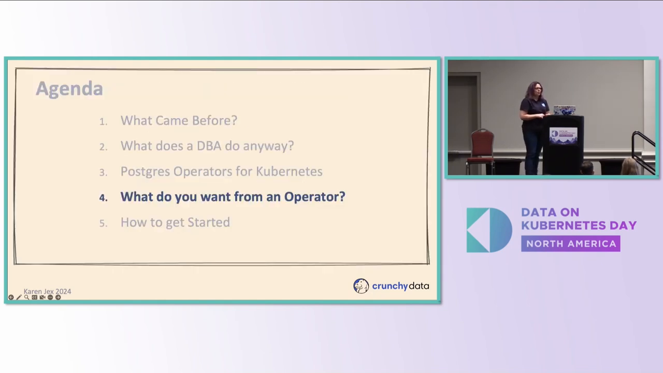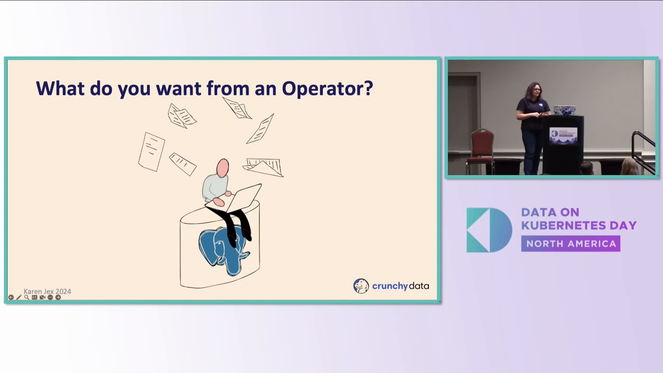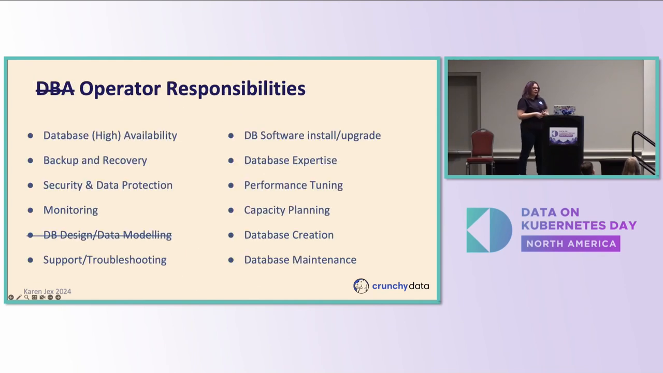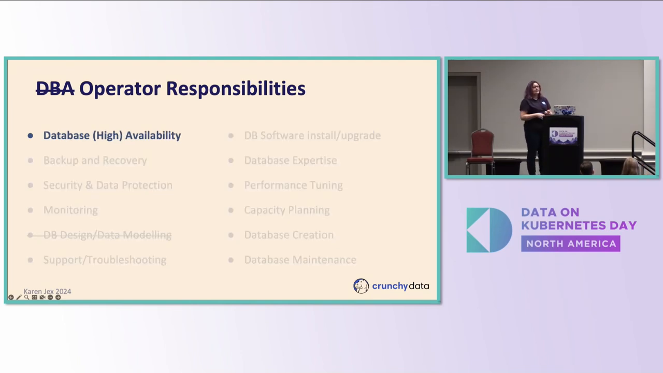So what do you want from an operator for Kubernetes? Well, the idea of a Kubernetes operator is that it performs the task that a human operator would otherwise perform. In the case of a Postgres operator, that's the task a DBA would otherwise perform. That means you want it to automate as many as possible of the tasks that we saw in that list of DBA responsibilities. I don't know of an operator that will do your database design and data modeling for you, and I'm not sure you'd want it to. That's one of the fun parts of the job, after all. But ideally, it will automate or at least help with the rest of your DBA tasks, such as database high availability.